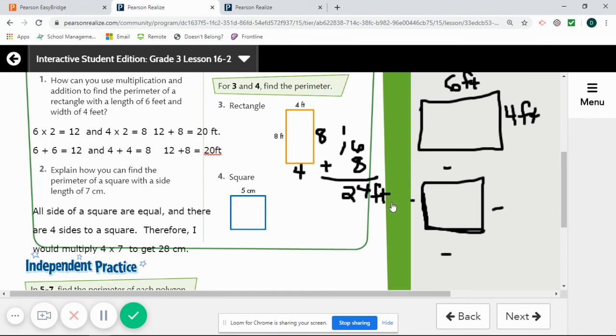And the last question down here at the bottom is the square. Find the perimeter of a square. We just talked about how to do it right here. So if I know one side is 5 centimeters, I'm going to do 5 times the number of sides a square has, which is 4. And we have 5 times 4 equals 20 centimeters.